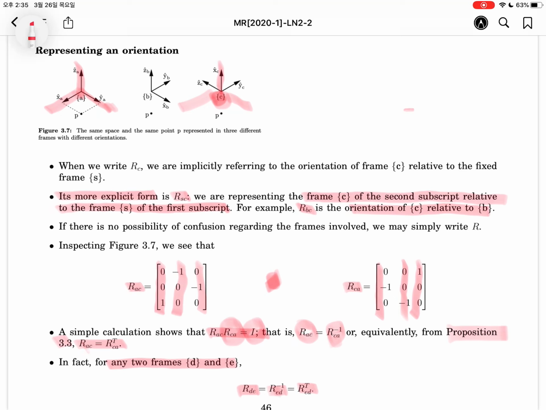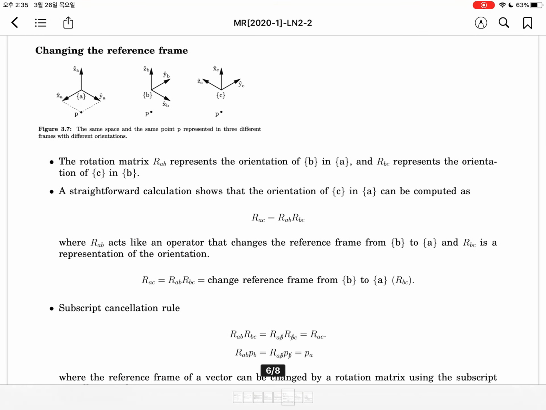Okay, like this, we can express the orientation using the more explicit form: orientation of something relative to another reference frame. Orientation matrices can be used to change the reference frame. So in here, RAB represents the orientation of frame B in terms of A, and RBC represents the orientation of C in terms of B.